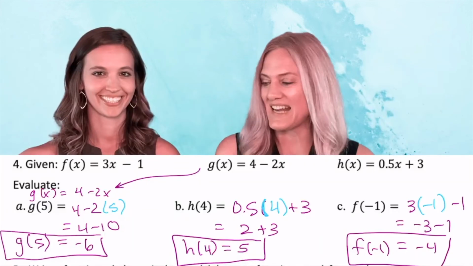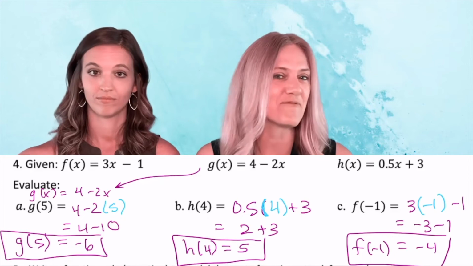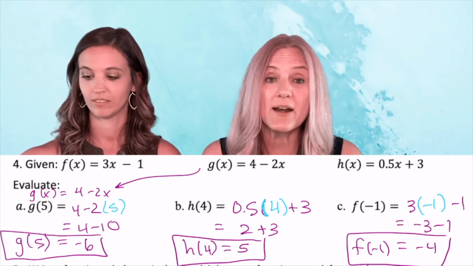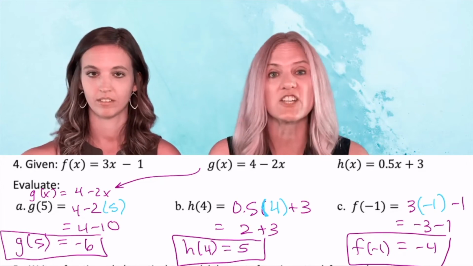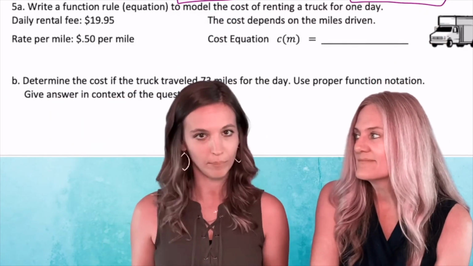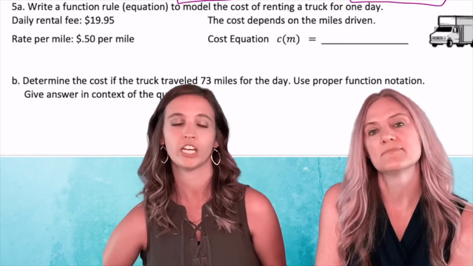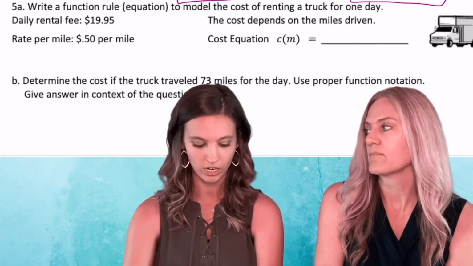Alrighty, so g of 5 is negative 6, h of 4 is 5, and our last one, f of negative 1 equals negative 4. I hope you did great. If you had a problem, pause it, look at all of the work, check your answer. Last but not least, of course, we want to get some actual application here, so let's look at 5. So 5, we're going to go ahead and write a function notation, and kind of evaluate this situation. So let's see what it is.